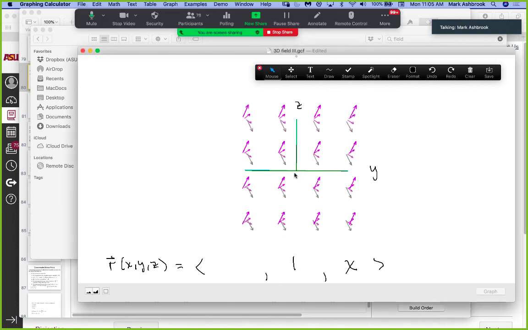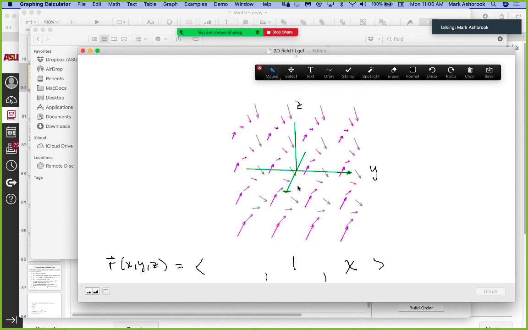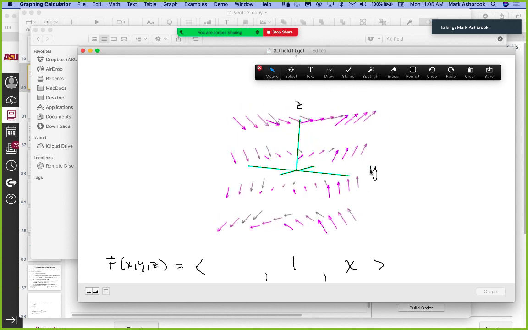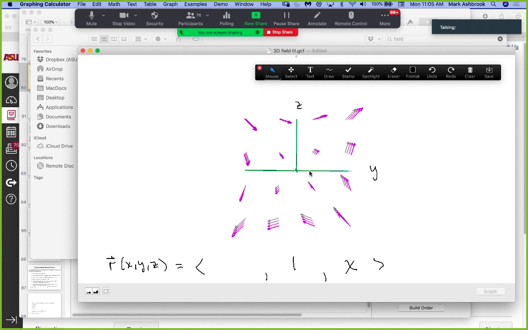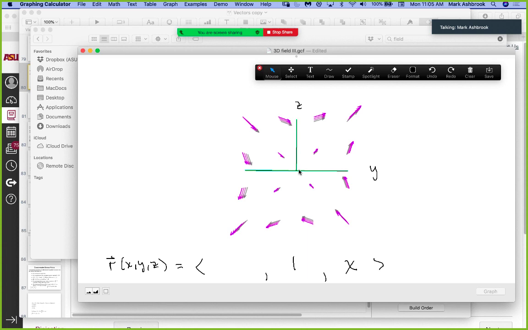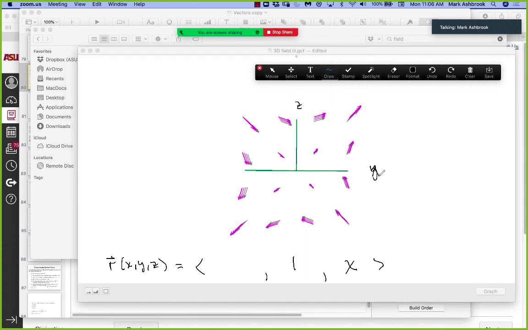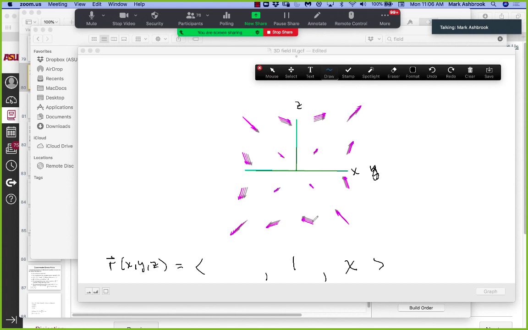So let's do, say, XZ. Let's look at XZ and see what we get from XZ. All right, now I'm looking right down the y-axis. So this now is X, and that's Z. So let's confirm now that the Z component is the X coordinate.